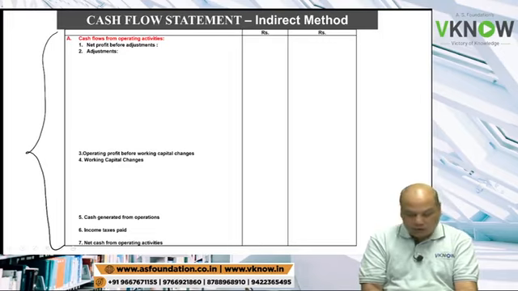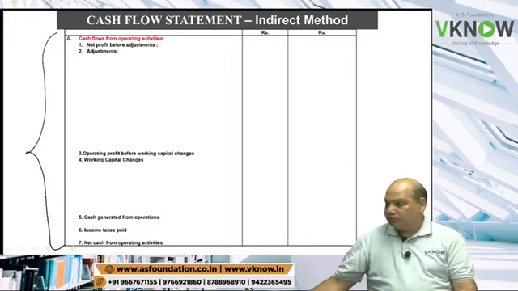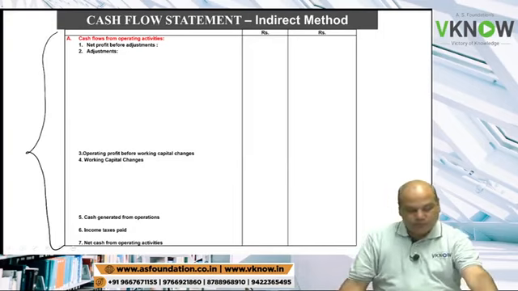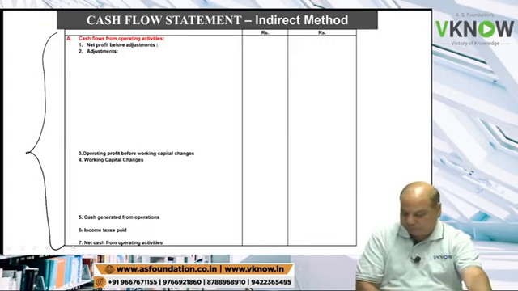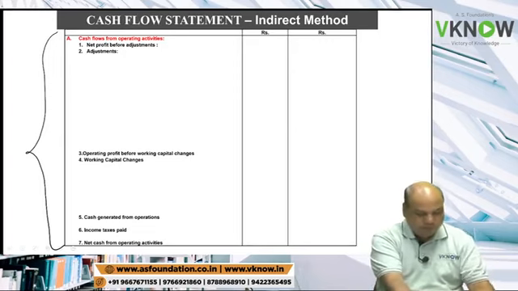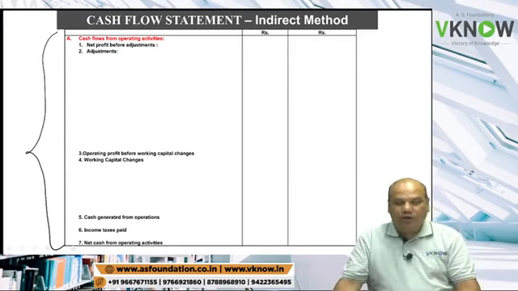Then write down income tax paid. Last line write down net cash flow from operating activities.